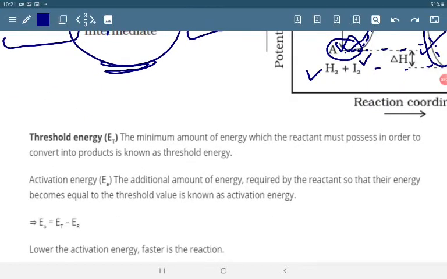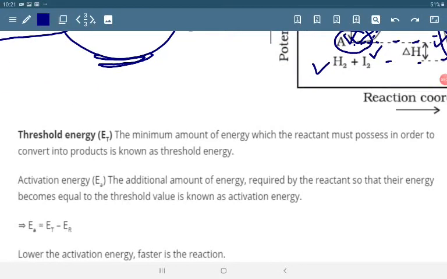And what is activation energy? Reactant molecules have some average energy at the given temperature, and when that extra amount of energy is provided to them so that their energy reaches the threshold value, that is called activation energy. The additional amount of energy required by the reactant so that its energy becomes equal to the threshold value is called activation energy. So activation energy is equal to threshold energy minus average energy of reactants. The lower the activation energy, the faster the reaction.